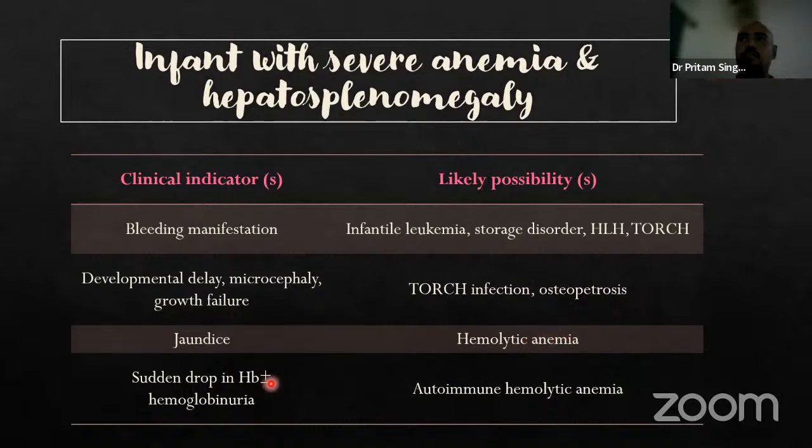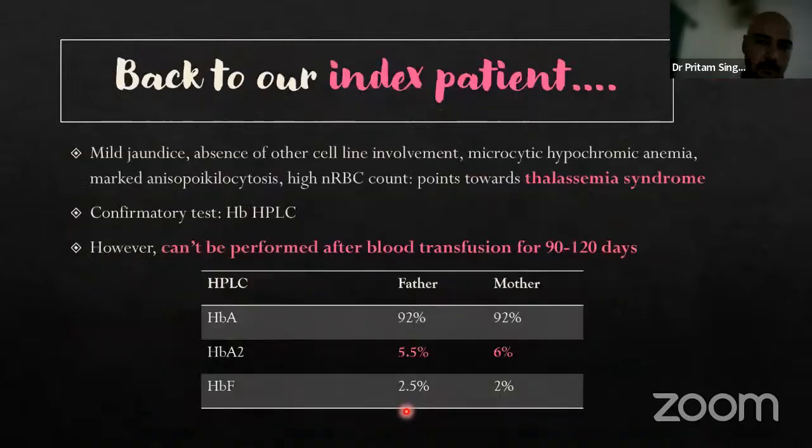And if there is a sudden drop of hemoglobin, it was absolutely well 2-3 days back, or if there's accompanying hemoglobinuria, you should think about autoimmune hemolytic anemia. That also can be seen occasionally in young babies and infants.